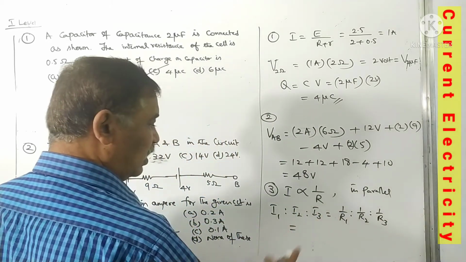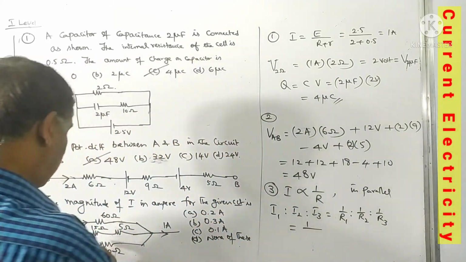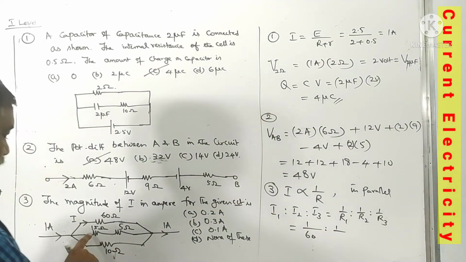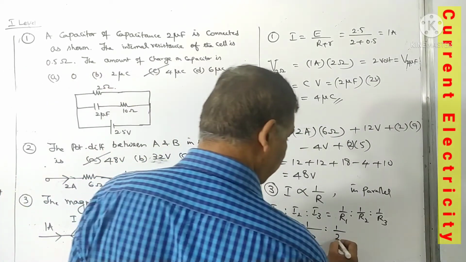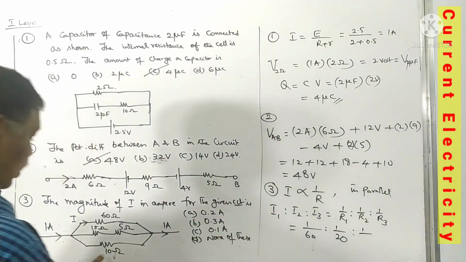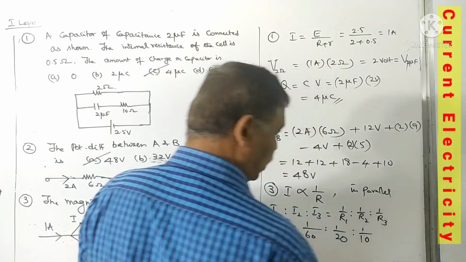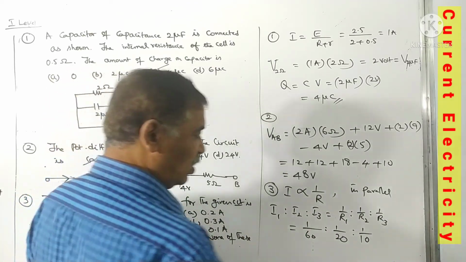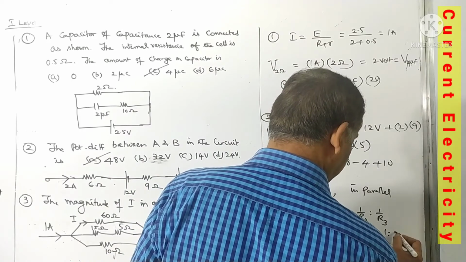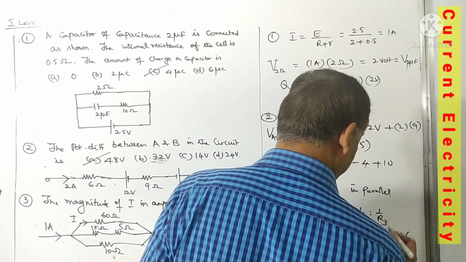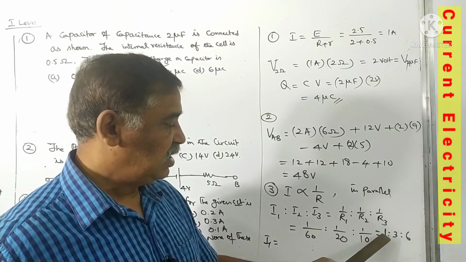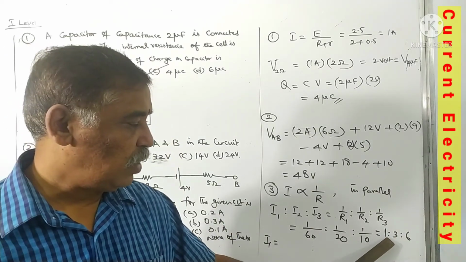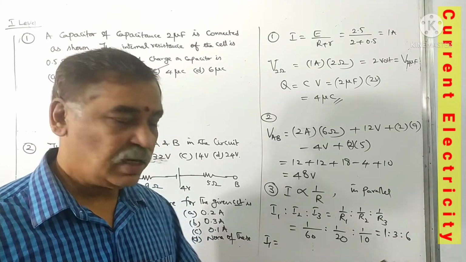If I simplify this, 1 by R1 is nothing but the first branch, I take it as 60. Second branch, 15 and 5 in series, that gives us 20, and the other one is 10. So LCM, if you take 60, multiply each ratio by 60, you get 1 is to 3 is to 6. 1 ampere, we have to divide in the ratio 1 is to 3 is to 6. So that means 1 plus 3 plus 6, 10 parts are there.